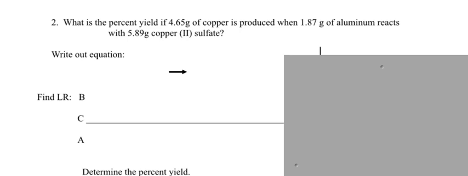So let's look at problem number 2. This is where we left off yesterday. It says, what is the percent yield if 4.65 grams of copper is produced? Copper is not a reactant. Copper is produced. So maybe one of the things you need to be aware of is, read carefully. It says when 1.87 grams of aluminum, I feel like I should say periodic table now, reacts with 5.89 grams of copper 2 sulfate. So what are my reactants?